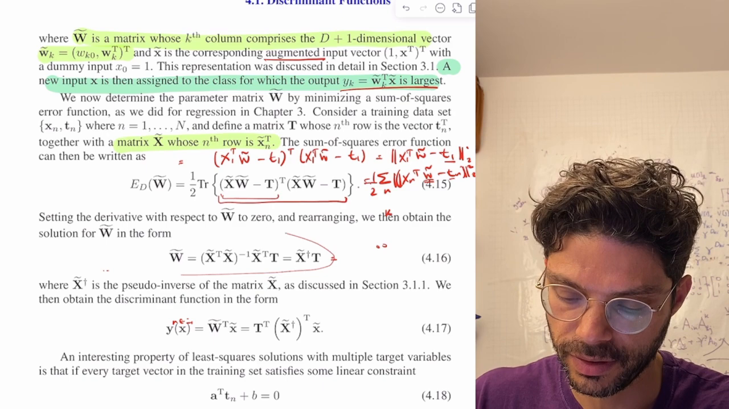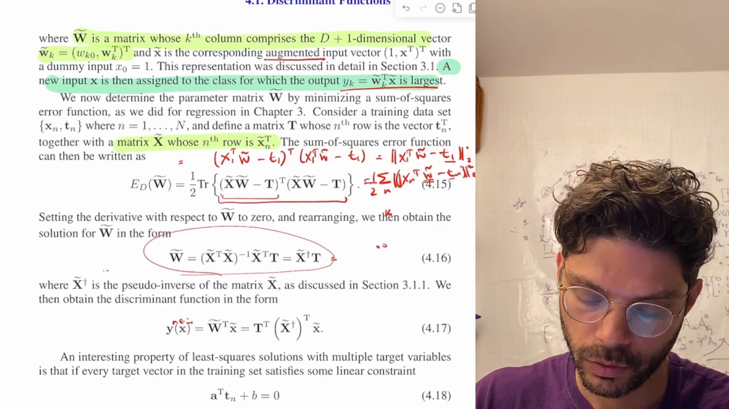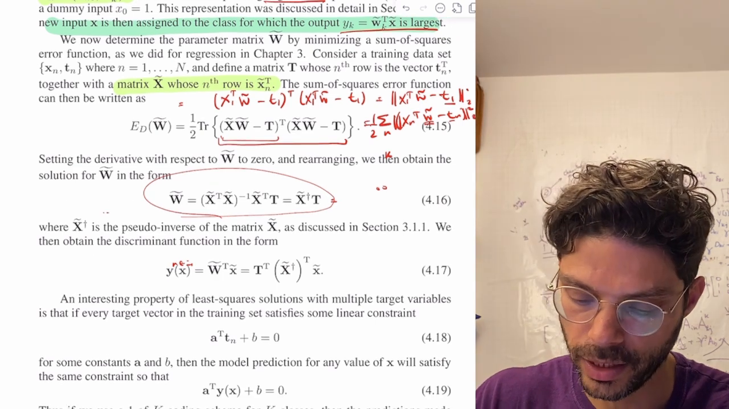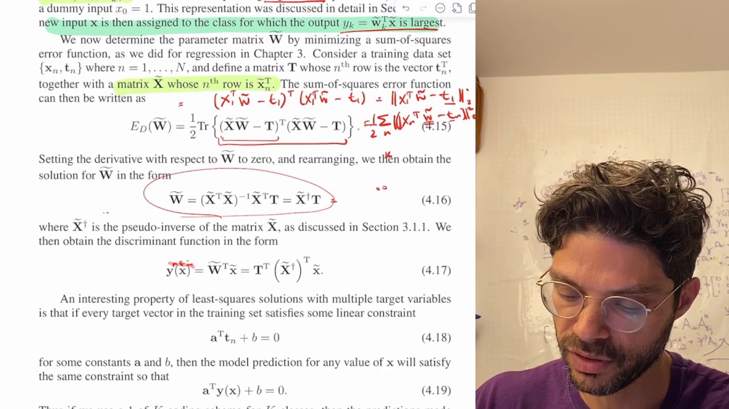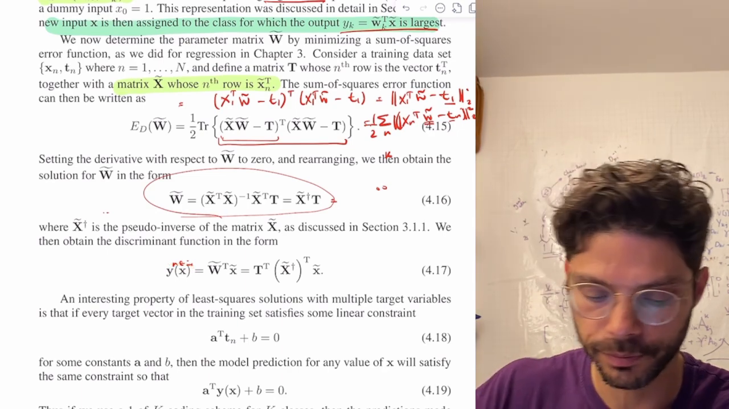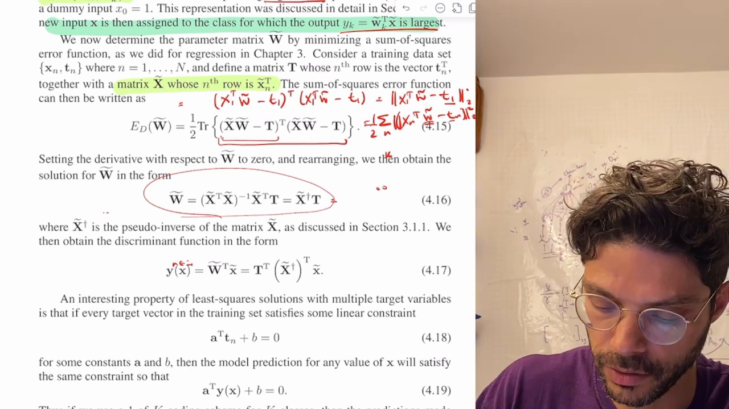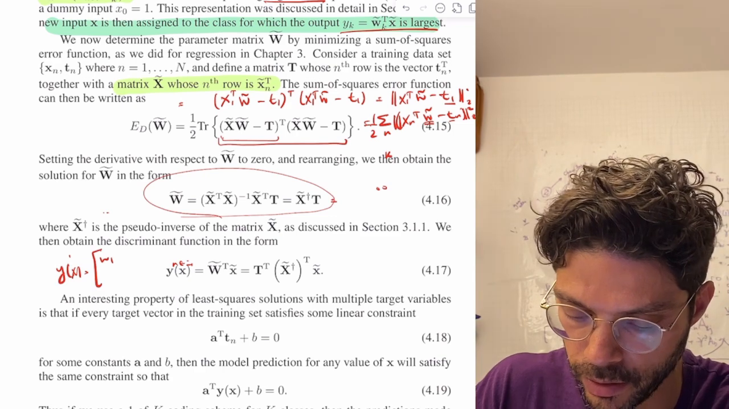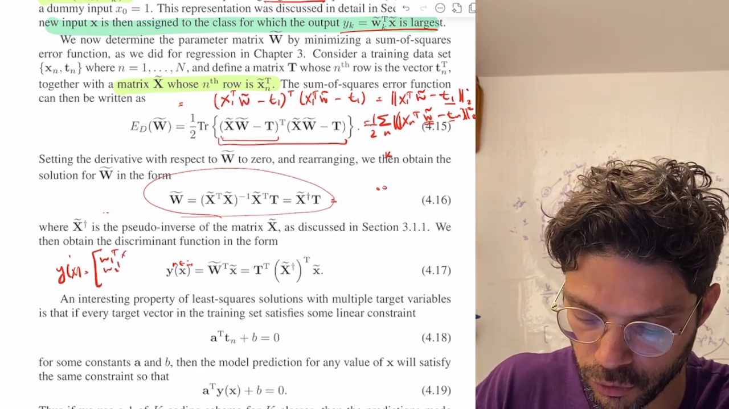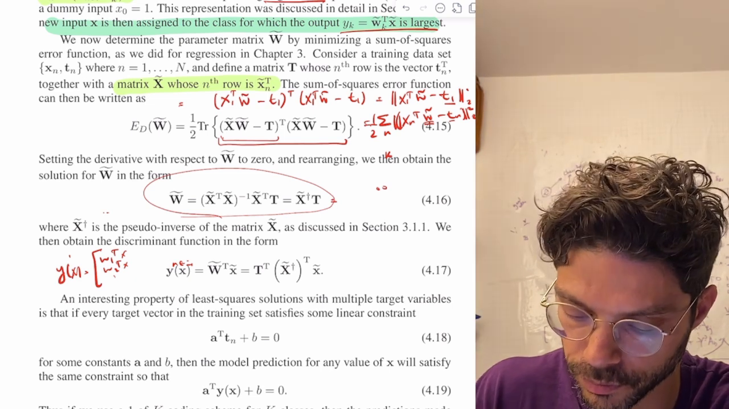So that's what we got, where x dagger is a pseudo-inverse as discussed. We then obtain the discriminant function of the form so and so. So now we've got, for example, y of x equal to w1 transpose x, w2 transpose x, and so on.